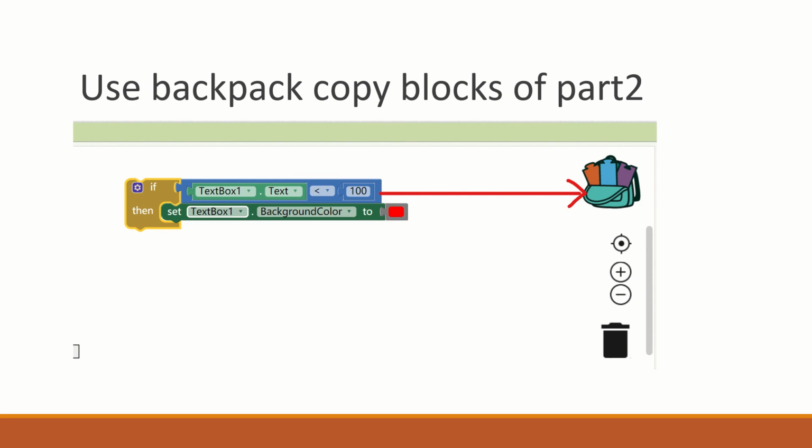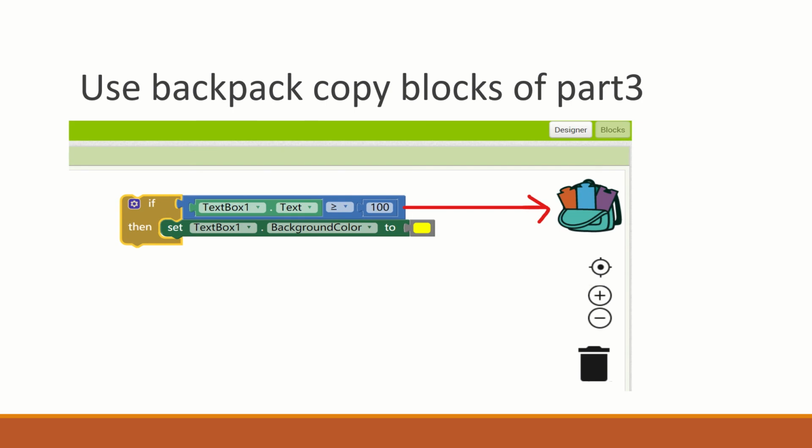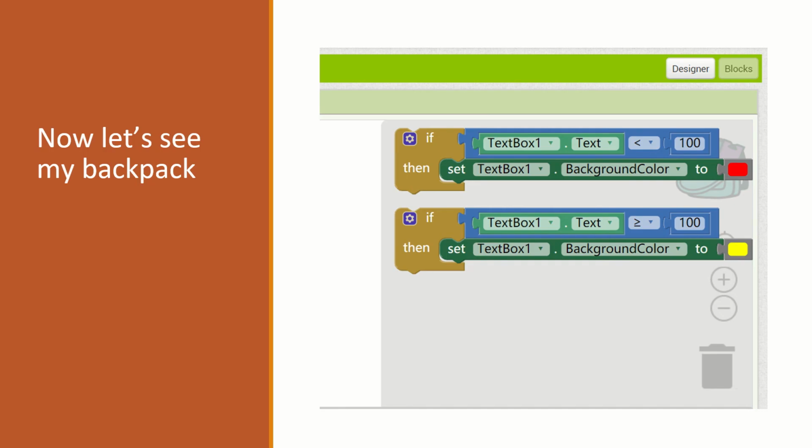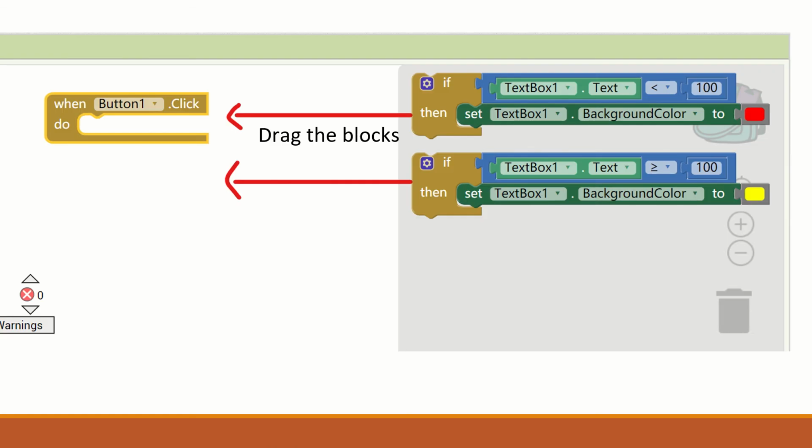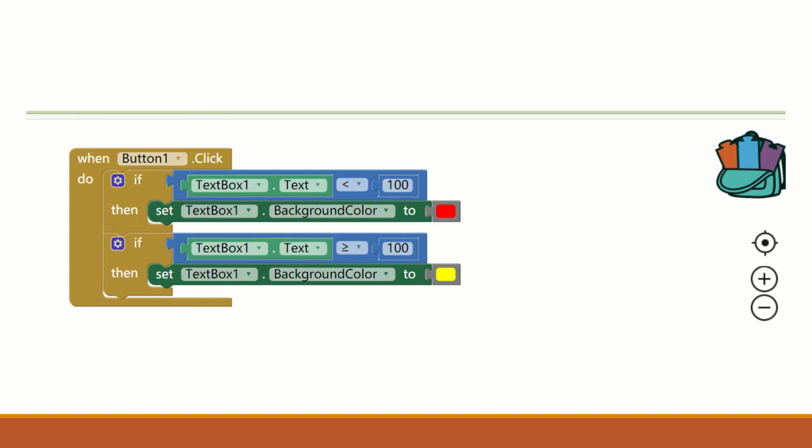So this is Alex's part. I copy his blocks to my backpack. And for Jane's part, I also copy these blocks to my backpack. So let's see my backpack now. After I copy all their blocks, my backpack is filled with their blocks. Now I'm going to paste all these blocks into my part. I simply drag the blocks together, and I need some modification because it must fit my environment. So this is our final version. I passed all the blocks to my code, so our projects are merged together.